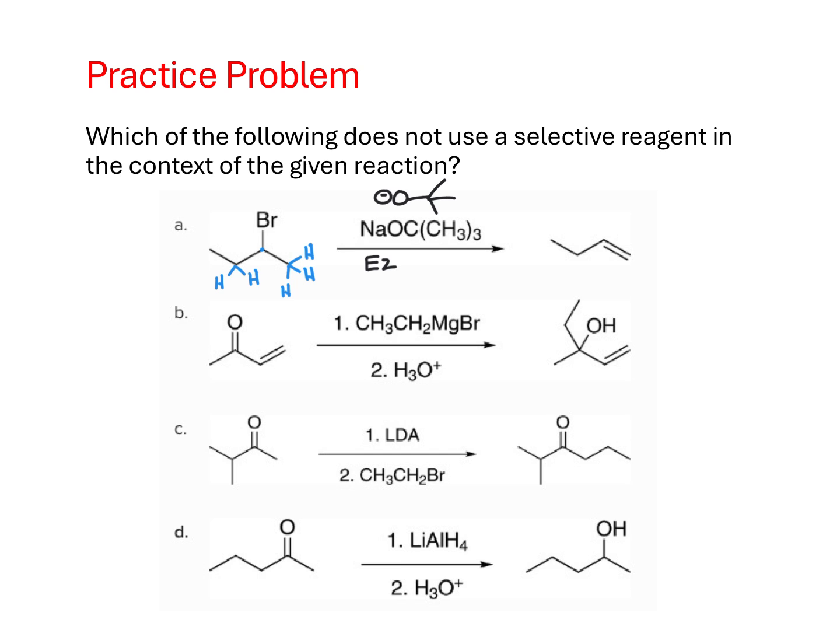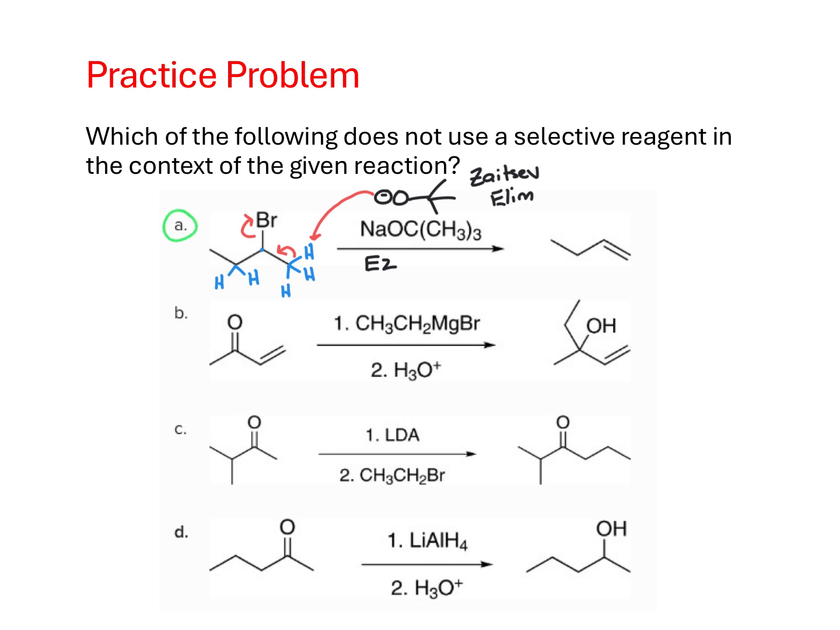This particular bulky base does what we call Zaitsev elimination, meaning it's selective for the less substituted side, because it's easier for that bulky base to come into this less substituted side to grab a proton and to do the elimination. So since there's two options where it could eliminate from, but it selects one over the other, this is a selective reaction.